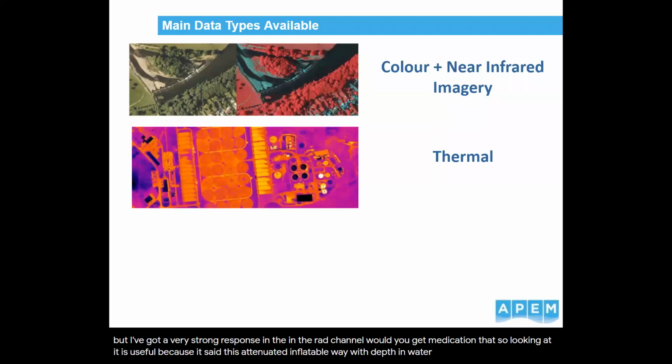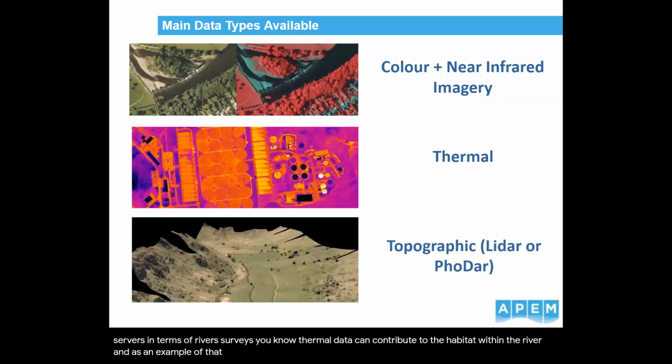Thermal data, that's useful for lots of different surveys. In terms of river surveys, thermal data can contribute to the habitat within the river, and there's an example of that I'll show you later on. So thermal data might be required as part of the habitat makeup survey, and that can be captured from remote sensing as well. And then the third type is topographic, either LiDAR or FODAR.